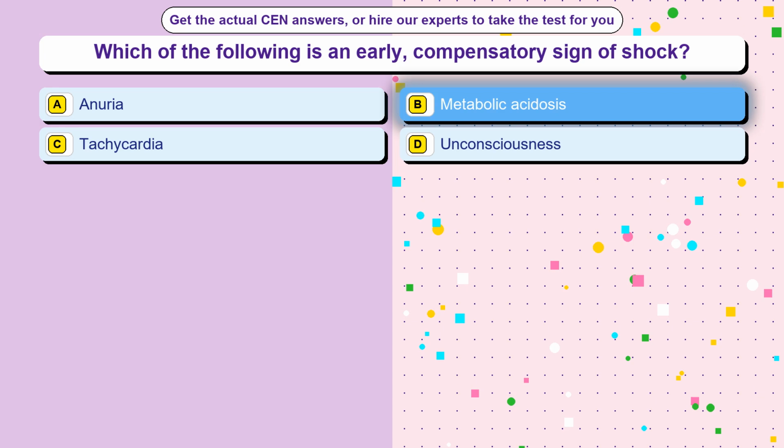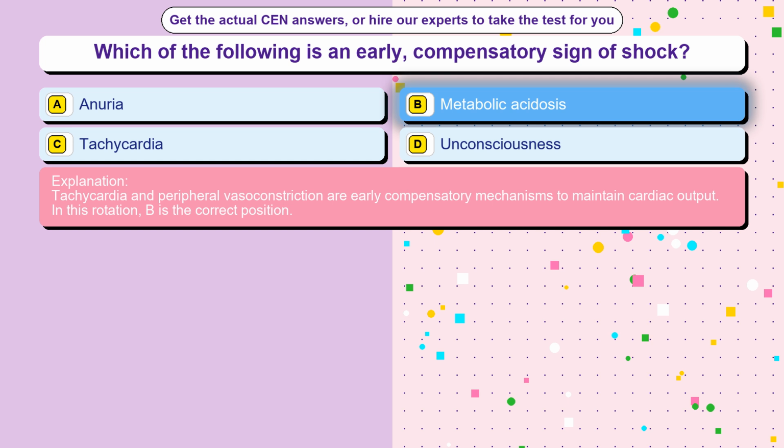The correct answer is option B, metabolic acidosis. Tachycardia and peripheral vasoconstriction are early compensatory mechanisms to maintain cardiac output. In this rotation, B is the correct position.